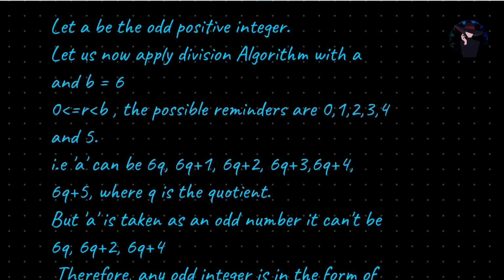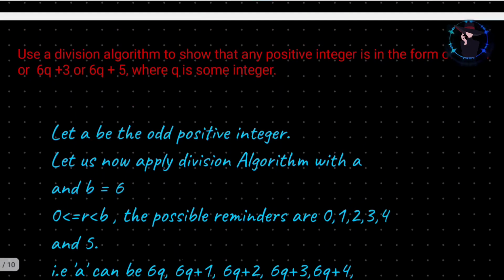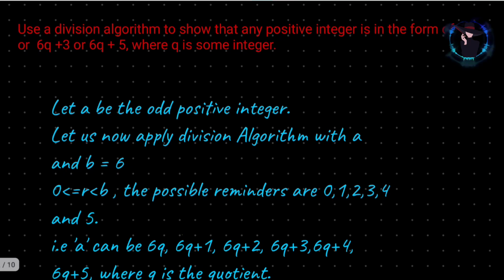Now let us apply the division algorithm with a and b equal to 6. So why are we taking b equal to 6 here? Because we have this here, right? 6q plus 1, 6q plus 3, 6q plus 5. In all of those, which is in the form of bq plus r, the value of b here is 6. That is why we are taking the value of b as 6, right?